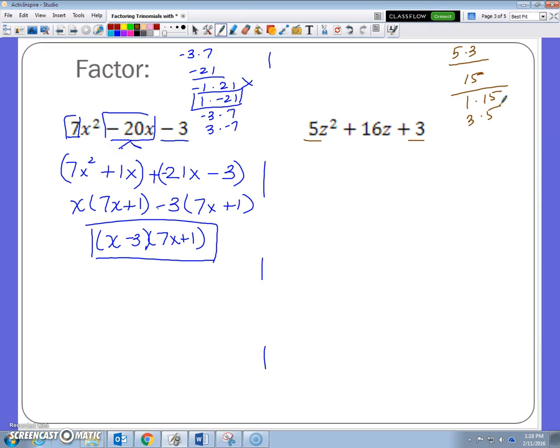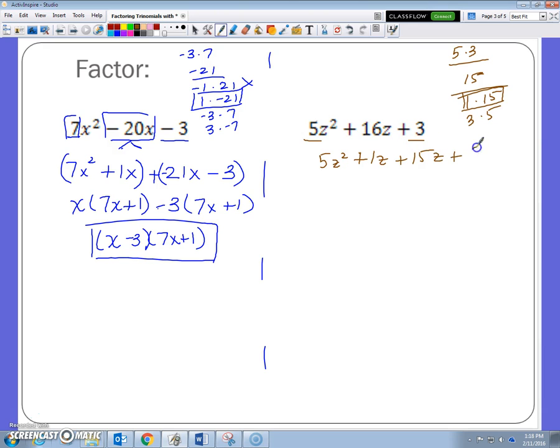I'm looking between these two choices that I have. I only have two choices. Which one is going to add up to 16? Well, you can probably tell right away that 1 plus 15 is going to equal 16. So here's where things change. Instead of just going straight to this, that's not what we're doing. What we're doing is we're separating the middle term, the linear term is what they call it, into two parts. The 5z squared doesn't change, but the 16z is now a 1z plus 15z.